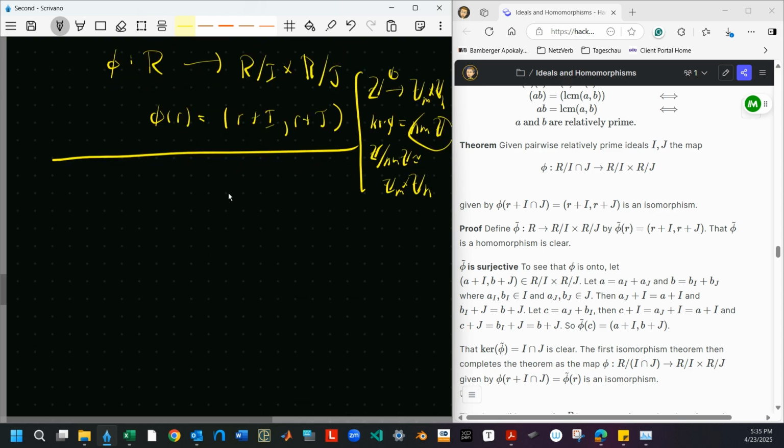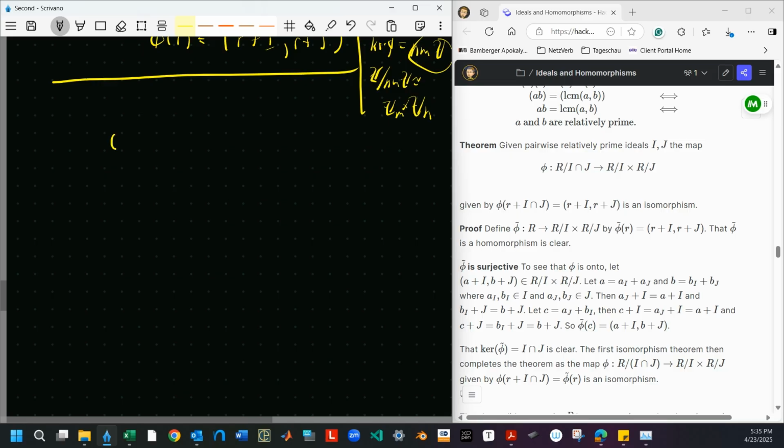Okay, so let's just see the proof. Again, phi is going from R to R/I cross R/J. The map is mapping r to r plus I, r plus J.